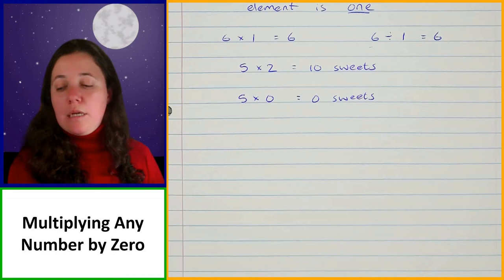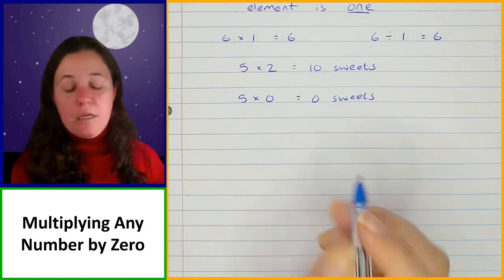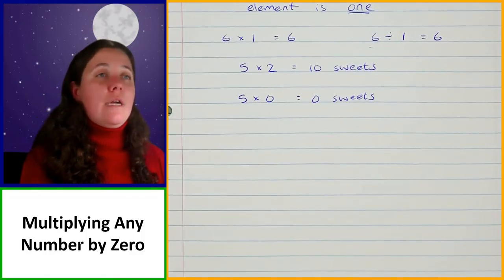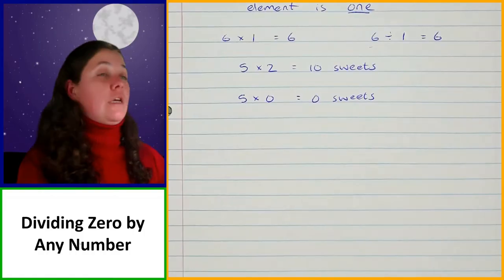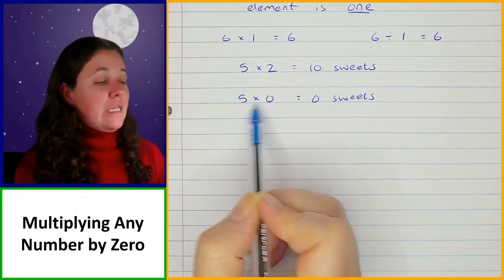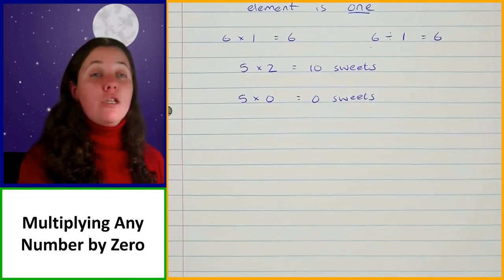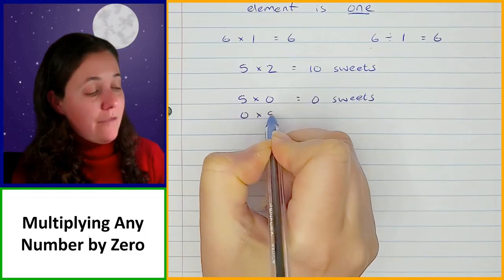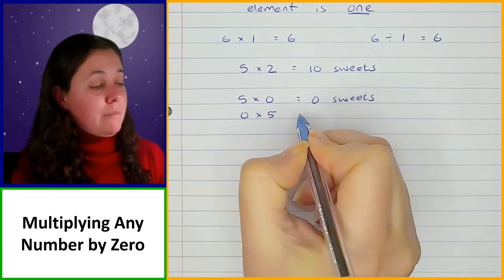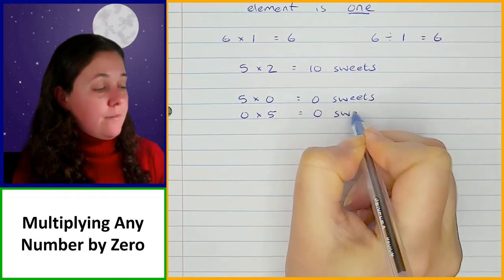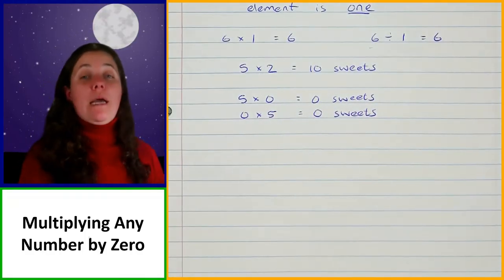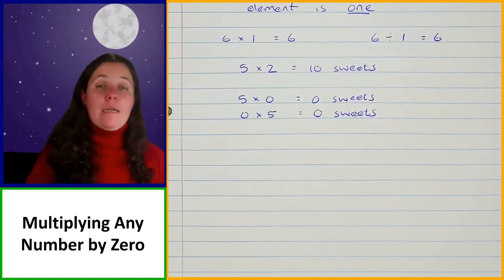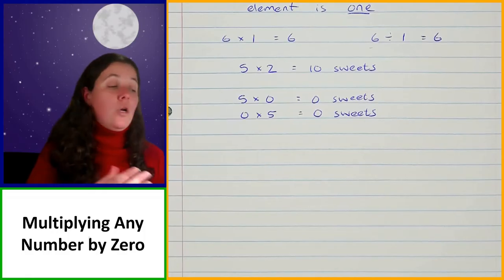Okay, so this is for multiplying any number by zero. Before we go on to divide, I just want to also point out that it also goes the other way around. Remember, the commutative property of multiplication says that I can do this the other way around. I can also say 0 times 5 and I'll get the same answer. So 0 multiplied by 5 is also 0 sweets. Either way, it doesn't matter which way around we do it, we will get the same answer. If we multiply a number by zero, or if we multiply zero by a number, we will get zero.